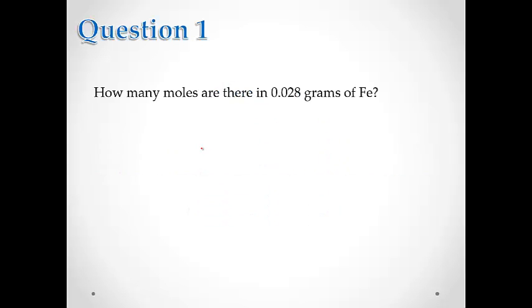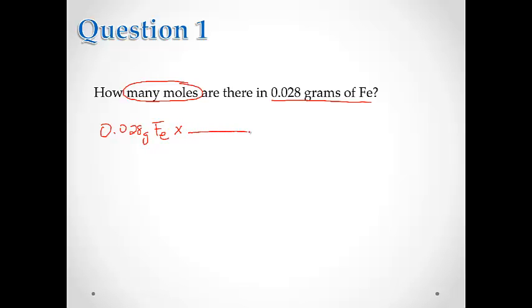Alright, so here we go. On the first one, how many moles are there in 0.028 grams of iron? So we're in grams of iron and we want to find moles. Highly encourage you to analyze that problem. So circle what you're looking for, underline what you've been given, and that underlined point is your starting point. So you're in grams of iron and you want to convert into moles.